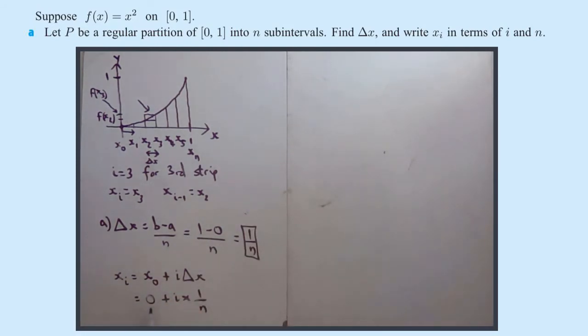So that just becomes, well, 0 can disappear. i times 1 over n is i over n. So xi equals i over n. Not to be confused with xi minus 1, which we will deal with very soon.